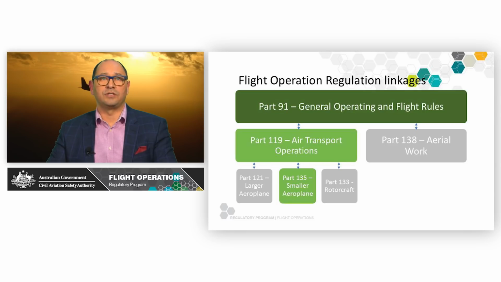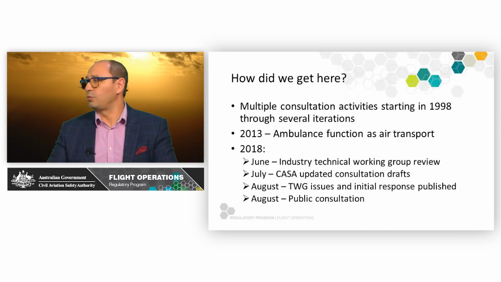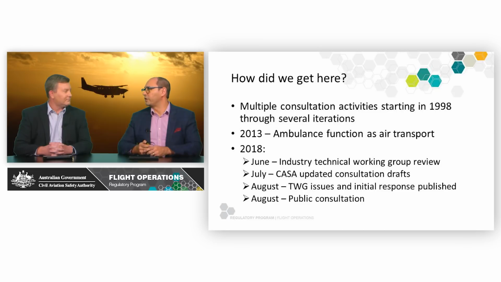Then, as you can see, Part 119 is the air transport operations rules. So these deal with certification requirements and things that are in common for all air transport operations. Underneath that, you can see the 3 parts dealing with the specific operating rules for larger aeroplanes, smaller aeroplanes and rotorcraft. And we also have a different set of rules under Part 138 for aerial work. Scott will now go through a bit more detail on both 119 and 135.